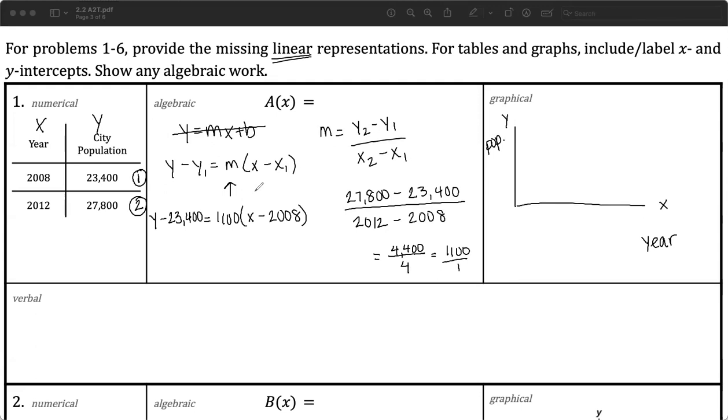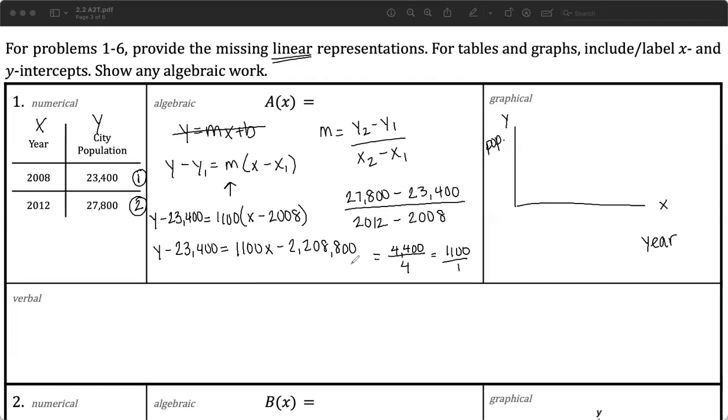I don't know about you, but I'm going to need to use a calculator for 1,100 times 2008. Whoa. 1,100 times 2008 is quite a large number. So I'm going to just distribute this 1,100. Holy guacamole. Whoops. I guess it shouldn't be too much of a surprise, but here we are.